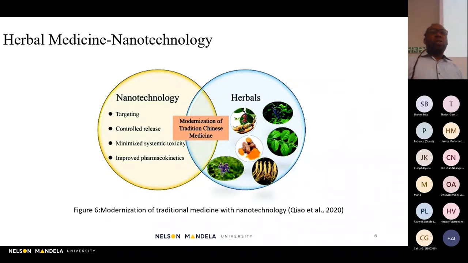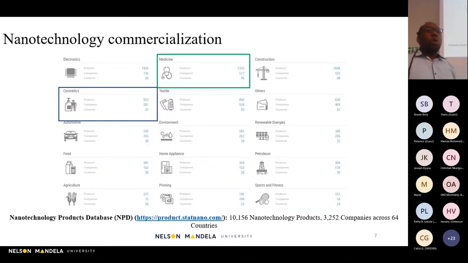So with nanotechnology, you can improve the pharmacokinetics of your herbal medication. We can also make them target specific to the disease that you want to focus on. And then we can also control the release kinetics of the phytochemicals that you want to administer to the body. If you go to this website, StatNano, we find there are over 10,156 nanotechnology products across the world that are already available.